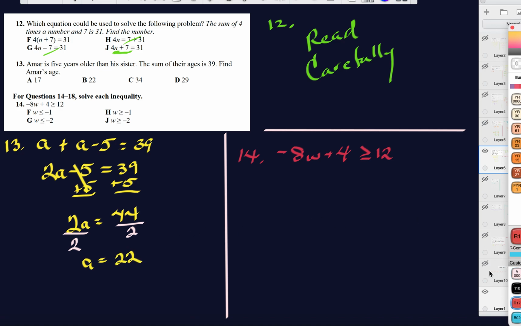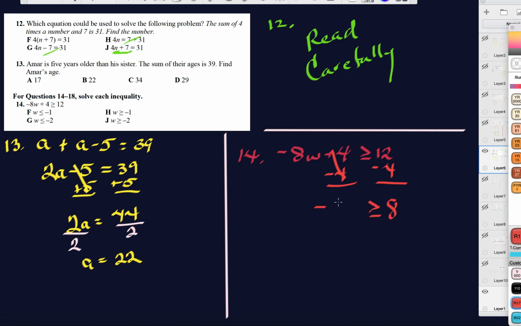14. Here we go. Are we scared? Don't be scared. This is just a simple inequality. You see this negative in front of the 8W. I think the big trick of this one is make sure you flip the inequality symbol when we get there, right? We're going to get to a point where we're going to divide across an inequality by a negative. They want you to remember that idea. So we're going to first get rid of the 4. We're going to undo the plus 4 by subtracting 4. And so we get 8.